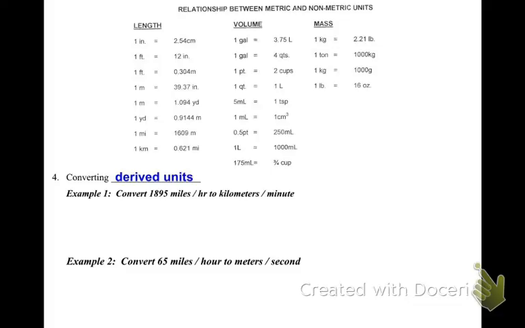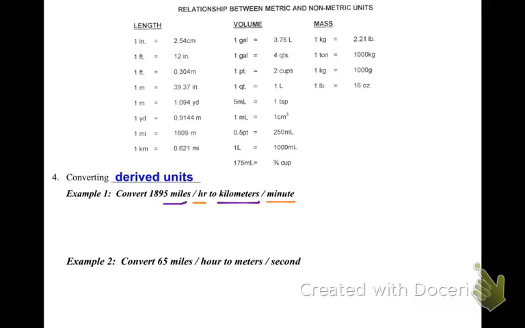So convert 1895 miles per hour to kilometers per minute. So what does that mean? That means that we are actually converting miles into kilometers and then hours into minutes. Units that are simple, that gets us, say, from hours to minutes or days to hours or things like that, you need to know those. That I'm not going to give you.